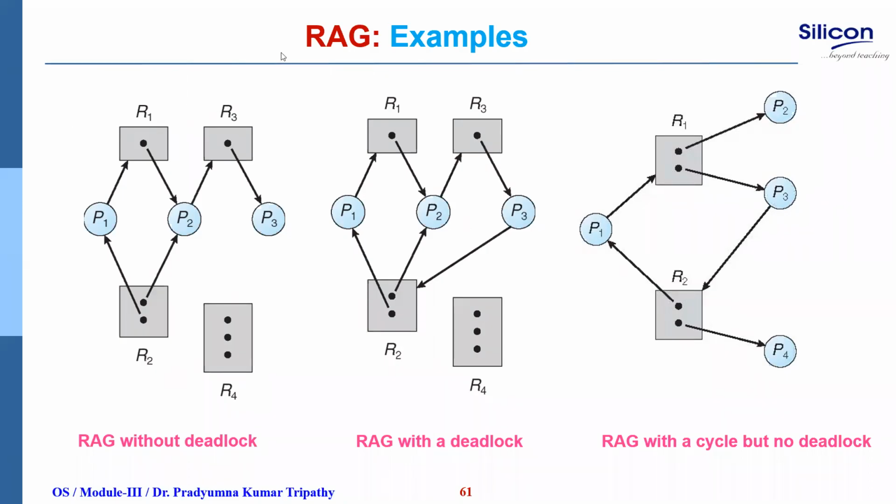Let us take another example. We have the same three processes and four types of resources R1, R2, R3, R4. Same two instances of R2 and three instances of R4 are there. Now the requests and the assignments are something like this. Look into this graph and say whether it is in deadlock or not.